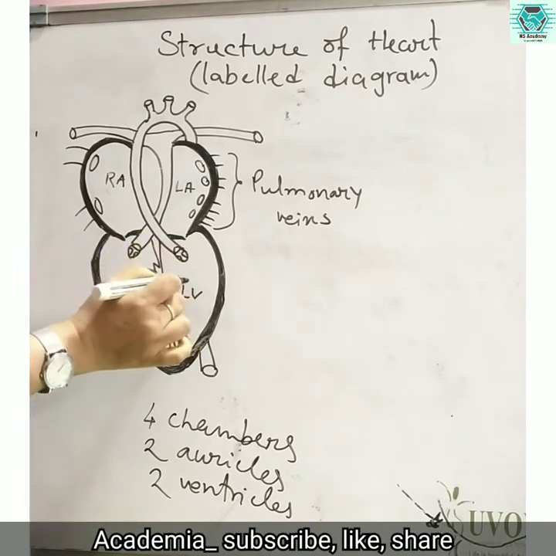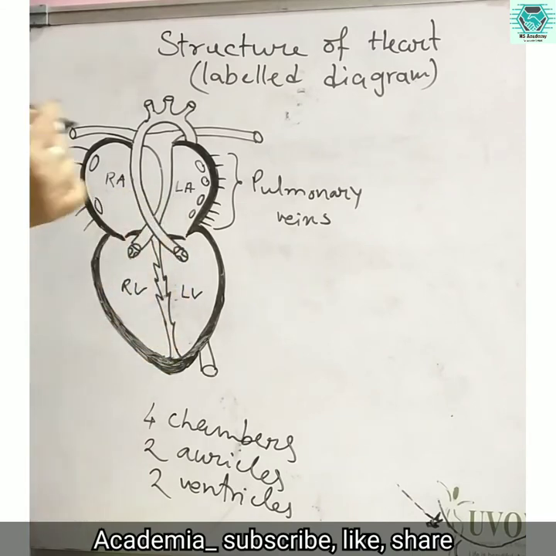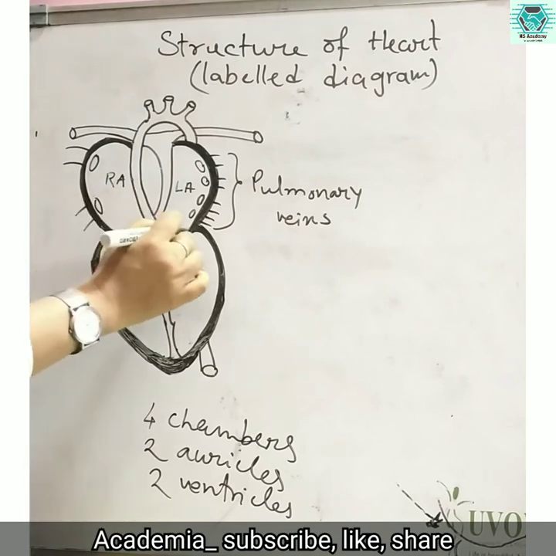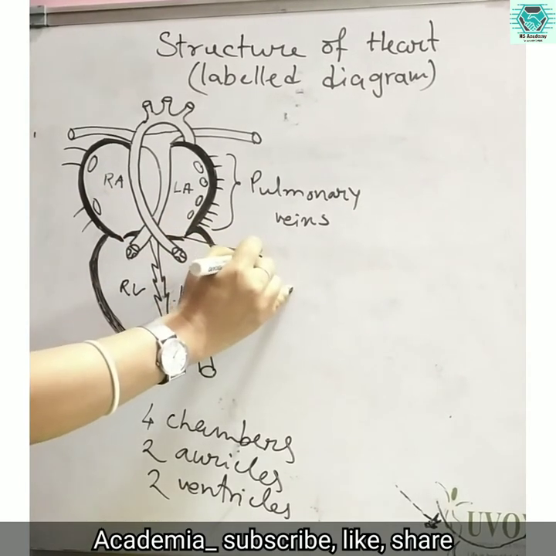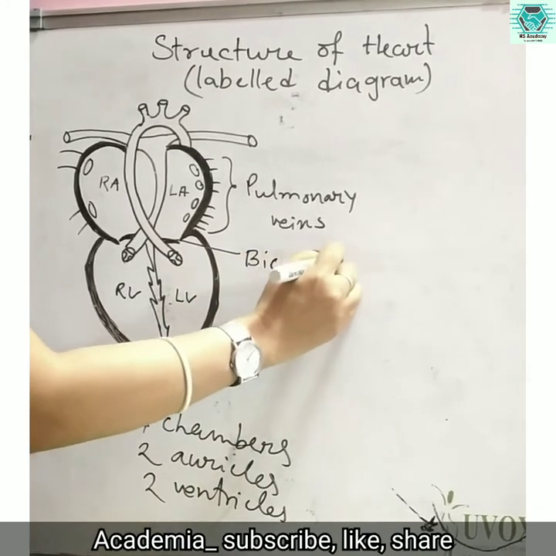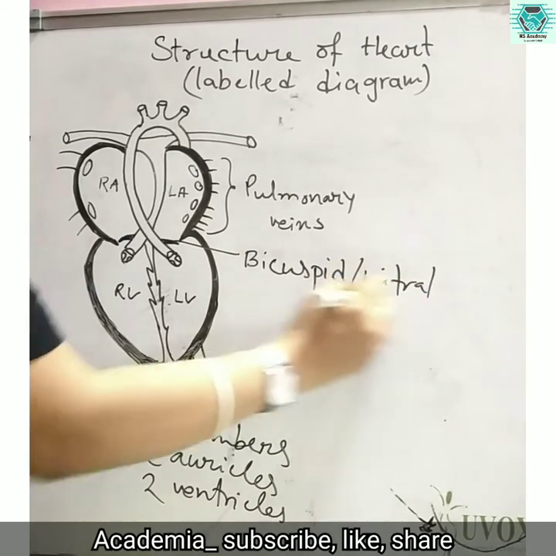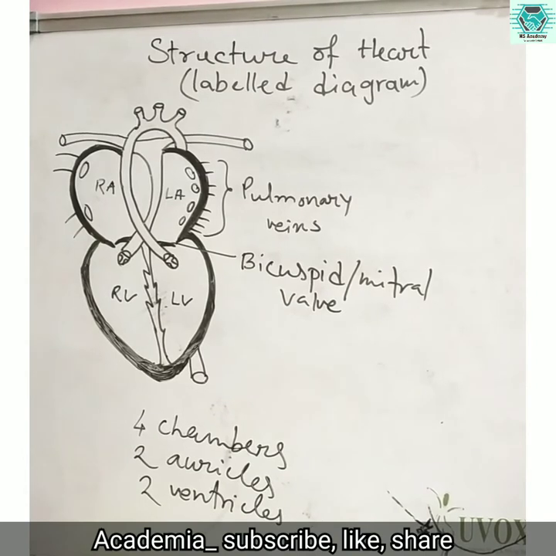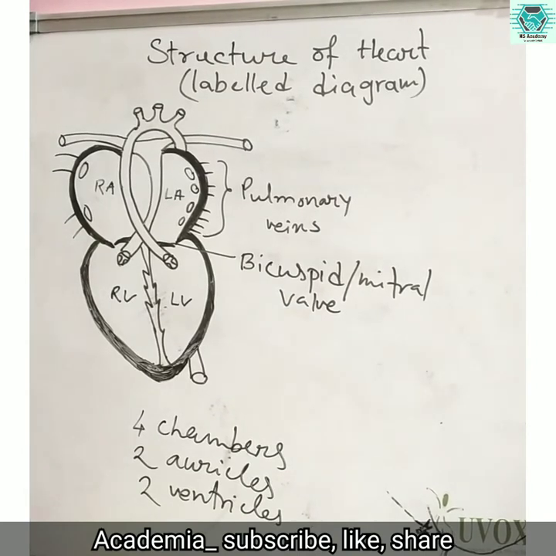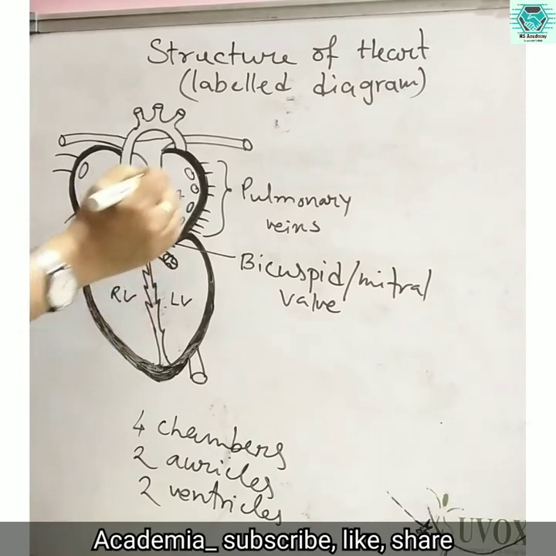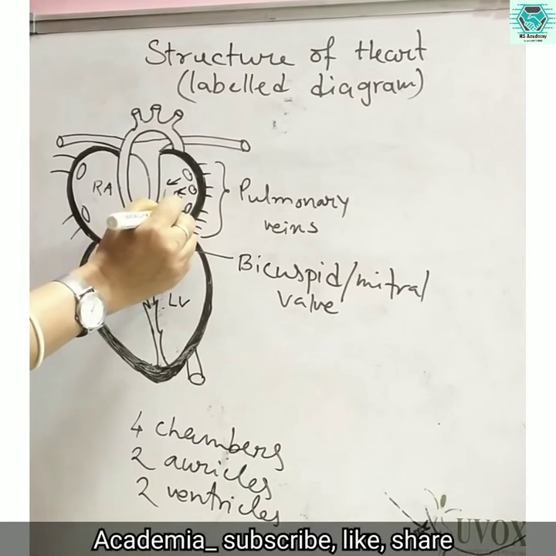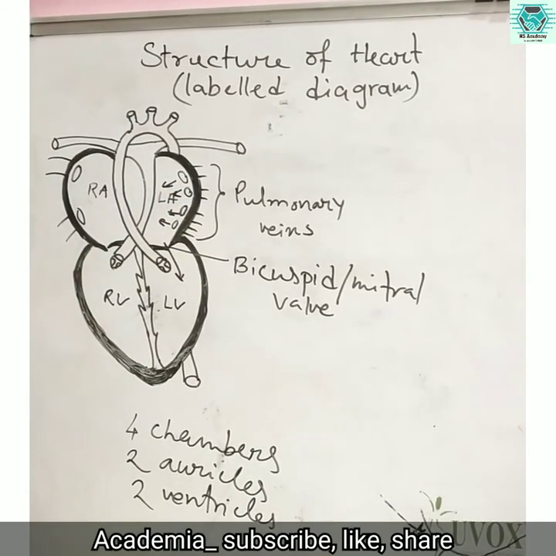Next, in between the left auricle and left ventricle, there are some valves which are called bicuspid or mitral valve. So why are they called bicuspid? Because they have two cusps in their structure and they prevent the backflow of the blood. When the blood comes in the auricle and then moves to the ventricle, the bicuspid valve opens and allows the blood to go to the ventricle, but then it closes, and that's why the blood cannot go again to the auricle.